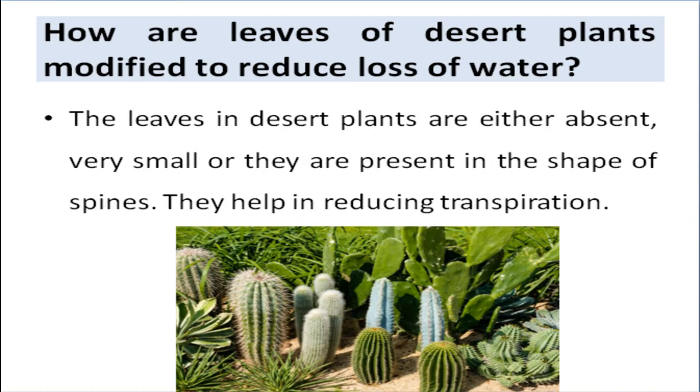Our next question is, how are leaves of desert plants modified to reduce loss of water? The leaves in desert plants are either absent, very small, or present in the shape of spines. Thus, they help in reducing the transpiration.